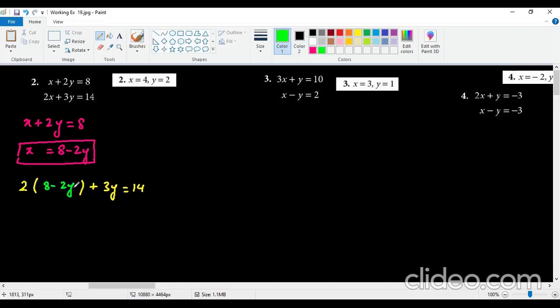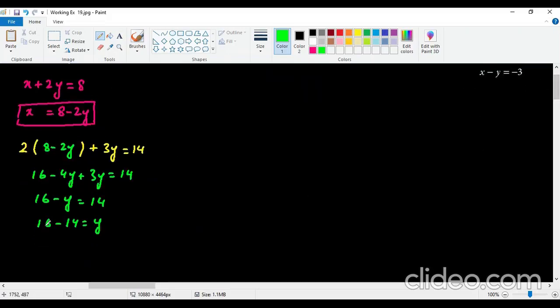So this is going to give us 16 minus 4y plus 3y equals 14. So the equation becomes 16 minus y equals 14. That means I will bring 14 from the other side and make it negative, and y becomes positive. So the value of y is 2. 16 minus 14 is 2.